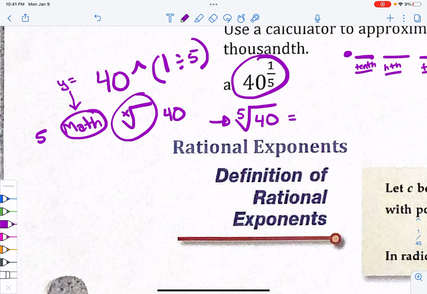Yeah, it did work. I think it worked. 1.0411, maybe? 5th root of 40. No, that's not right, because the 5th root of 32, I'm pretty sure, is 2. I don't think that did it right. I don't know what the answer is. Maybe it is right.